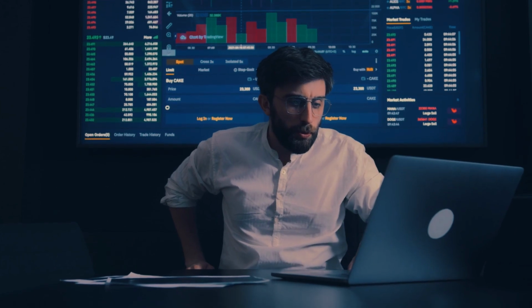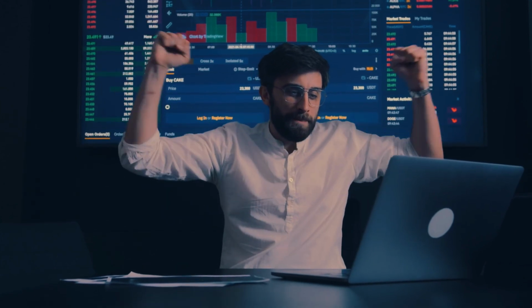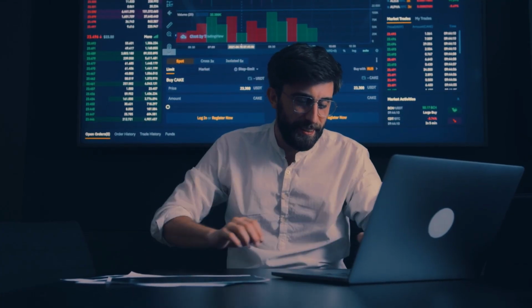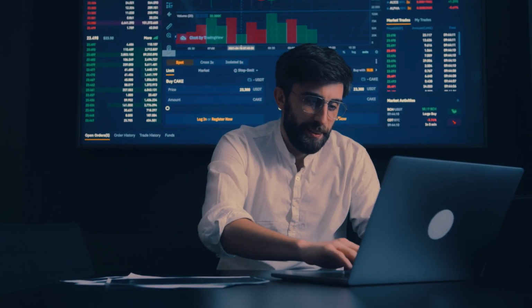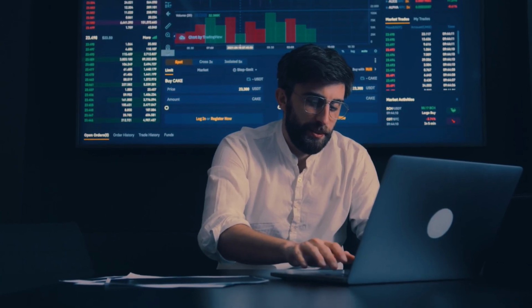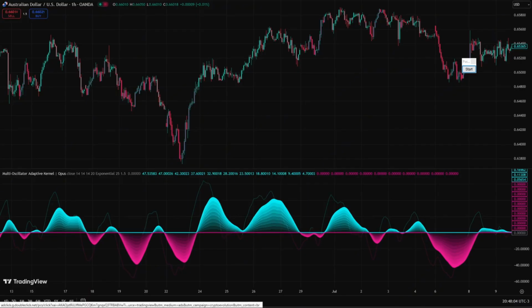Have you ever wanted an indicator that clearly shows when the market is gaining or losing strength? And even better, combines the power of several classic oscillators all in one place? Then you need to check out this indicator, the MULTI OSCILLATOR ADAPTIVE KERNEL, an impressive tool created by Alpha Algos. Today, I'm going to show you how to use this indicator on TradingView to spot reversal moments, analyze trend strength, and even apply an extremely effective strategy.